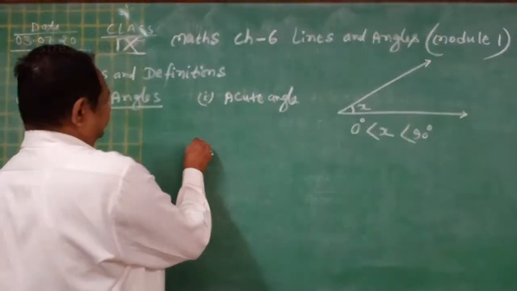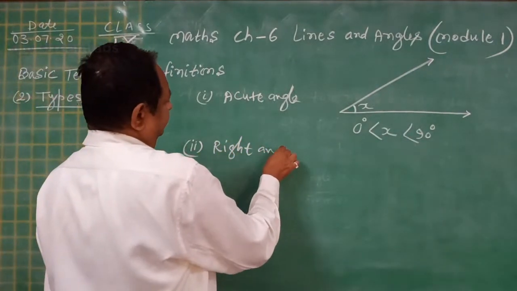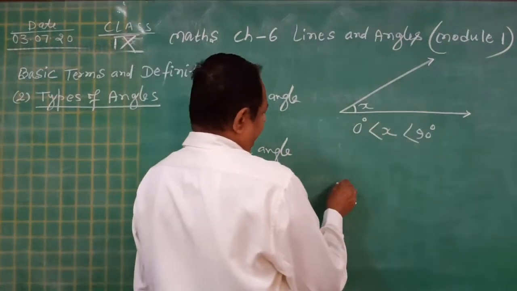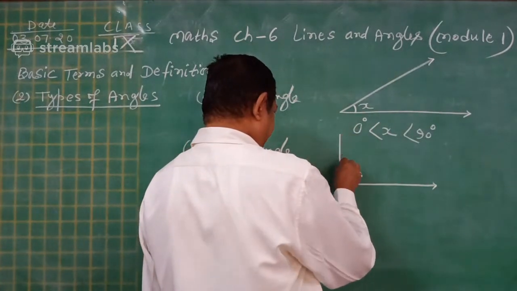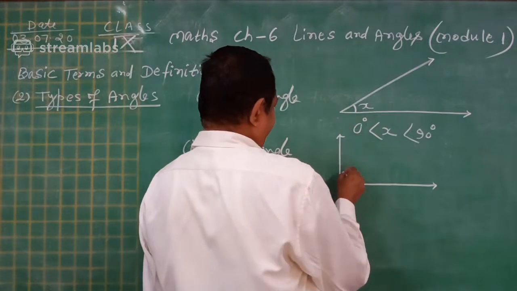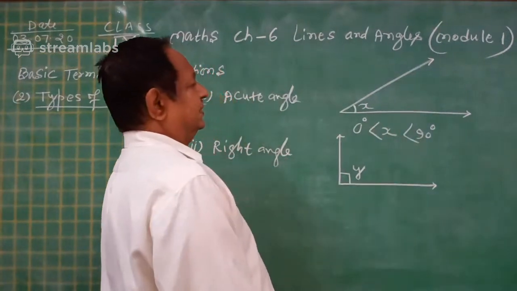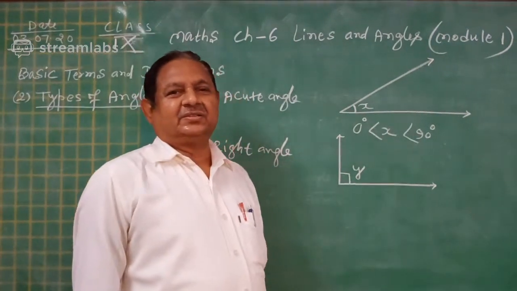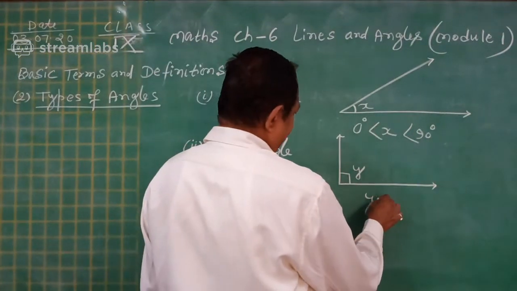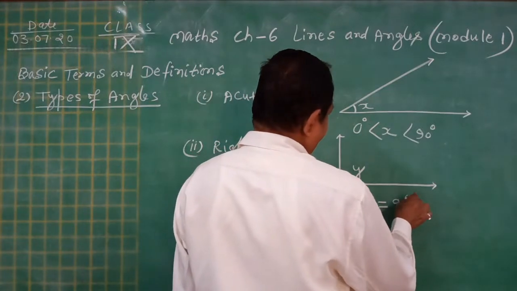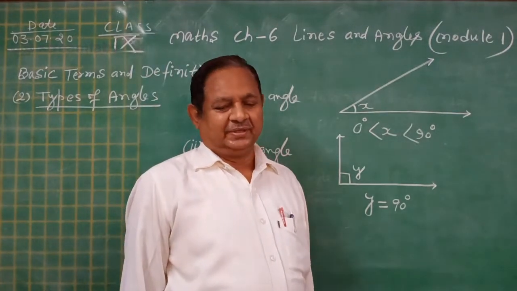Now right angle. When the measurement of an angle is equal to 90 degree, then the angle is called right angle. Here y is equal to 90 degree. So this is an example of right angle.